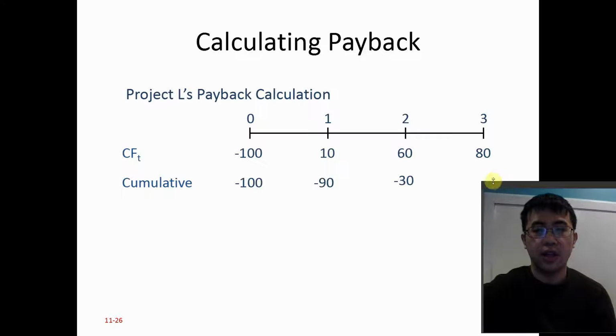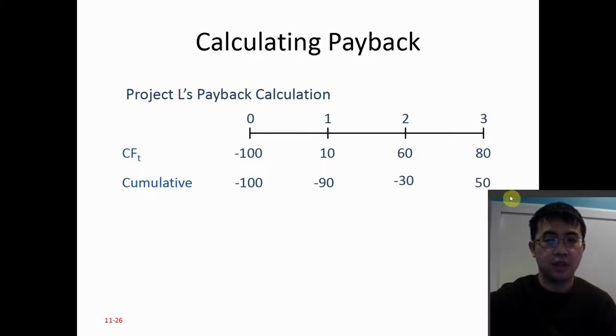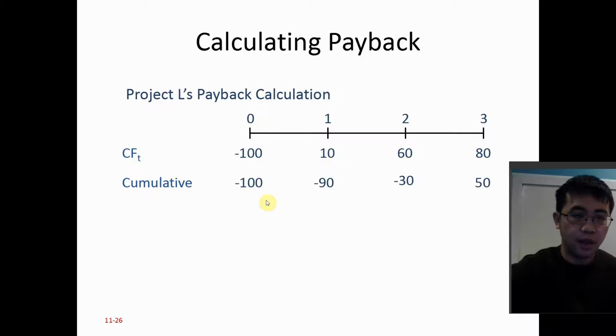Then after the third year, you add this $80 to your balance, and your accumulated cash flow turns out to be positive. That's a positive 50. So how do you get the payback period? Well, first of all, you know that after the second year, before the third year, your money gets paid back. Before the third year, you still have a negative balance. So it's going to be 2 point something. The integral part is 2.